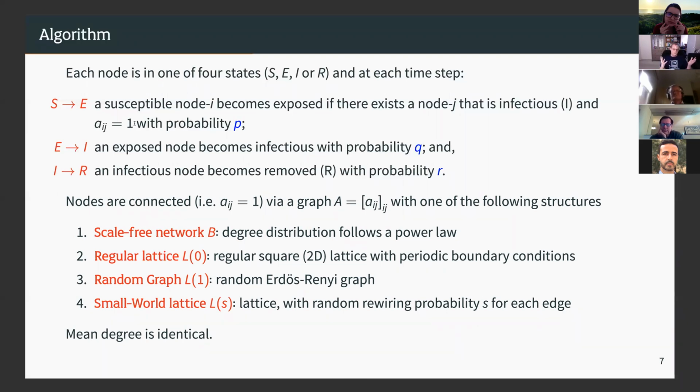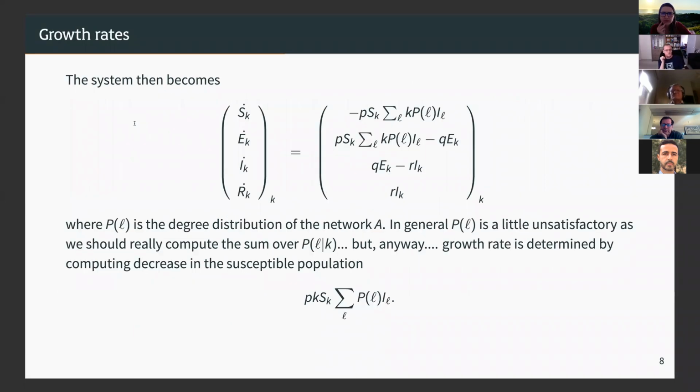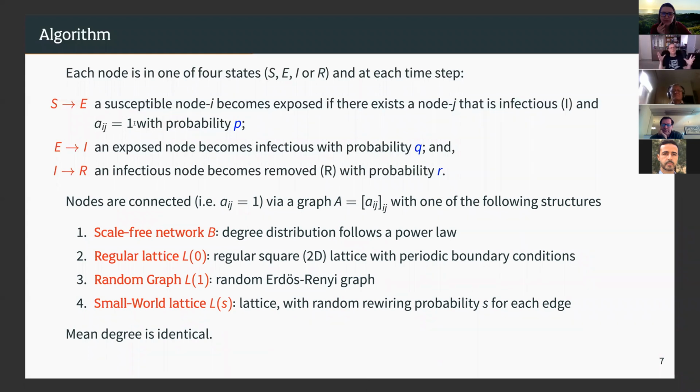And so the question then is just, well, what are we going to use for this matrix A, this adjacency matrix? Let me just fast forward so I can remember why I'm saying this. Initially, I'm going to use 4 different graphs. For the purposes of notation, I've labeled them as B and L with different parameter S. But essentially, I'm going to either say that contact follows a power law.